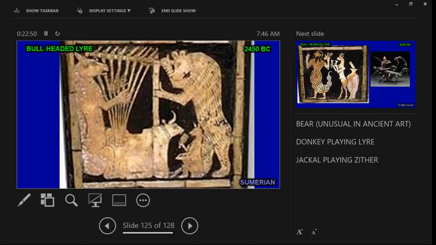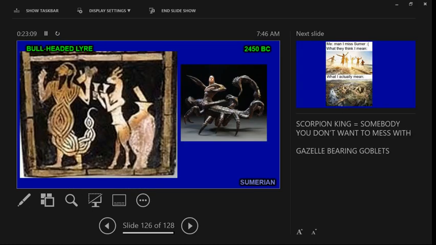And then we have a bear, which is unusual in ancient art, and a donkey playing a lyre. Look, he's playing a lyre, the same lyre that this is a part of. Like it is what it shows that it is. And then we have this scorpion guy. And it could be the message is that this guy is somebody you don't want to mess with. And it just reminded me of the Scorpion King movie that everybody makes fun of. It's a bad movie. And the gazelle is bringing goblets.